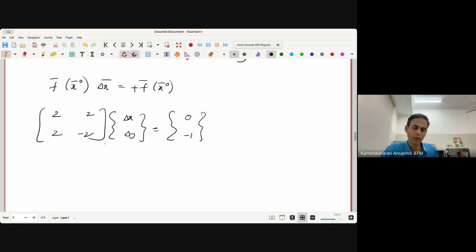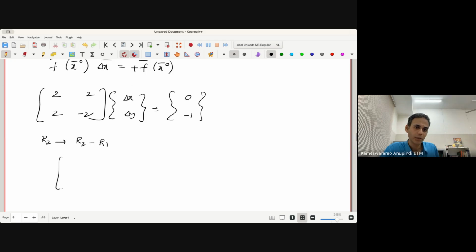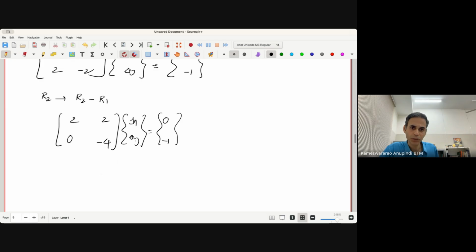Maybe it's basically similar to the Gaussian elimination you have done before. Then row 2 goes to row 2 minus M21, which is basically 1, times row 1, right? That I can say. That means it's going to be [2, 2; 0, -4] times [delta x, delta y] equals, this is going to be 2 minus 2, that is 0, minus 2 minus 2, that is minus 4, and then minus 1, this is going to be minus 1. Okay, then I can use back substitution.